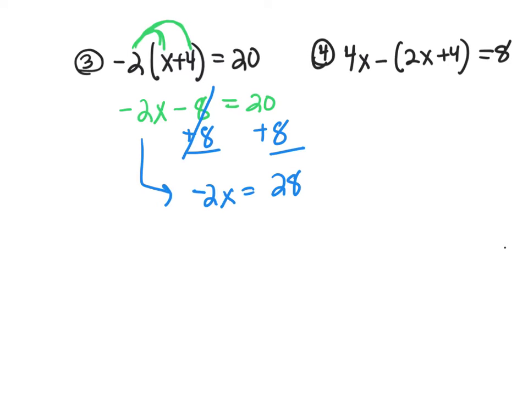And then I see that I have one step left. I have negative 2 times x, and so I'm going to divide both sides by negative 2. And that is going to give me my final answer of x equals negative 14.